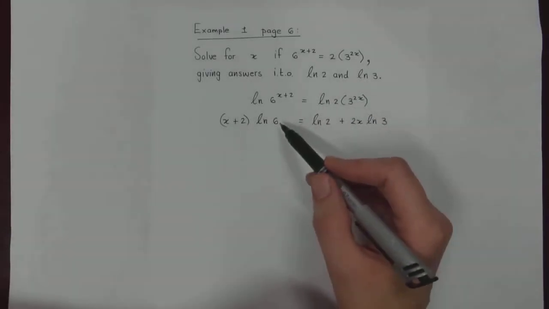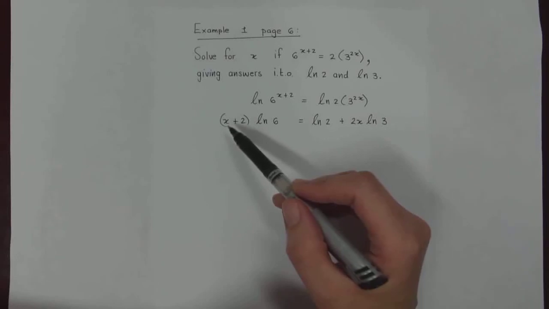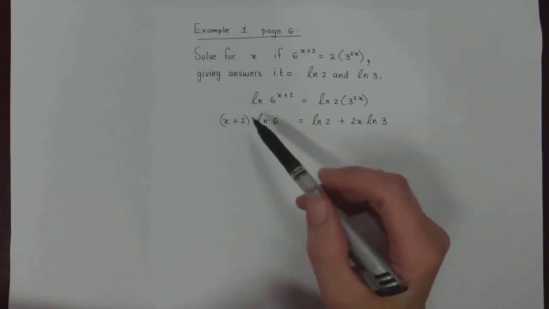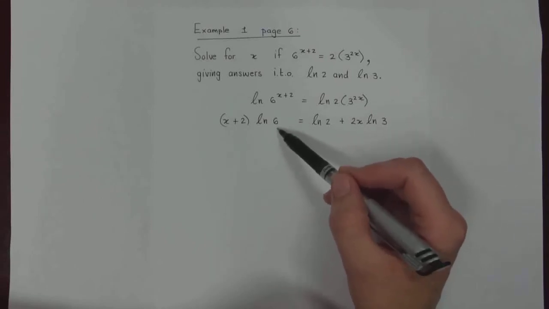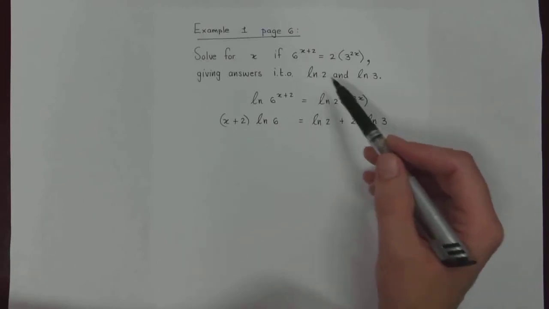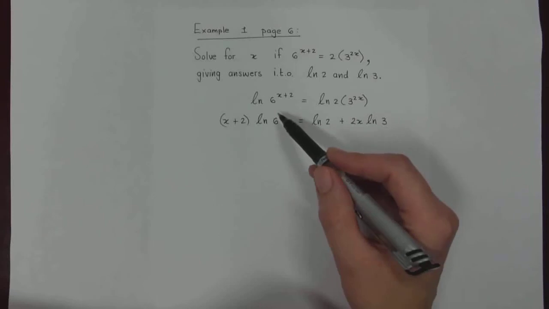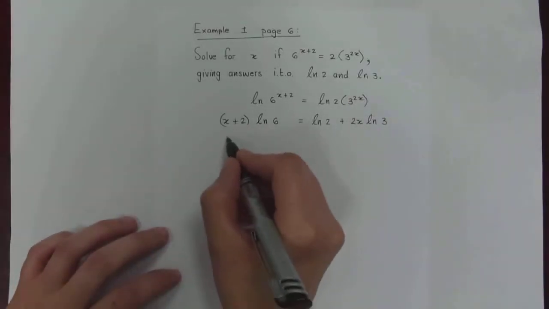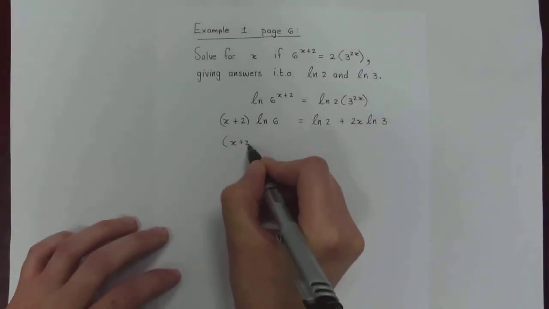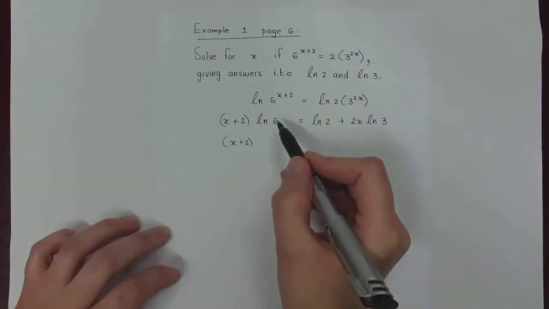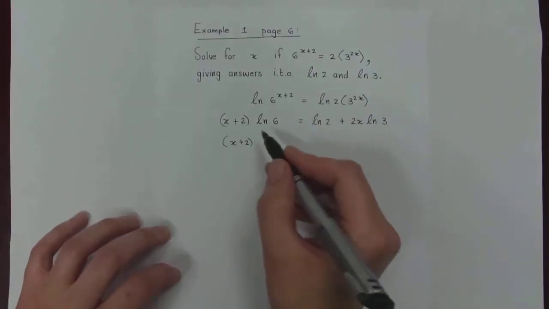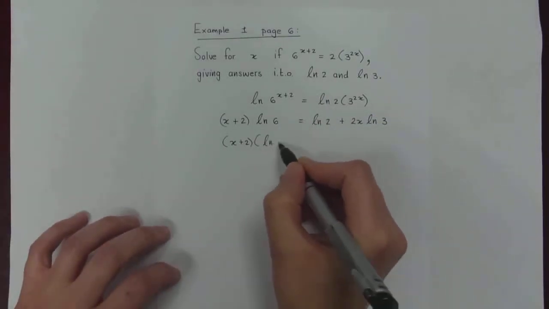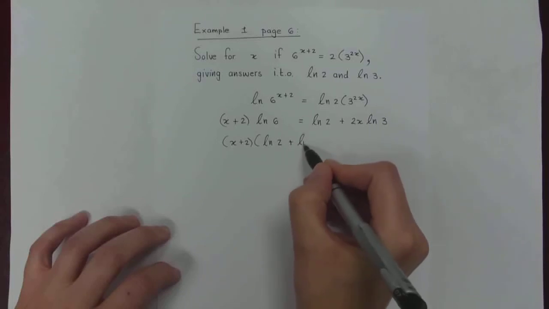Right, so over there, we can now multiply x by the ln of 6, and we can multiply 2 by the ln of 6. But again, we don't want it to be the ln of 6. We want it to be the ln of 2 and the ln of 3. So I can easily break up that ln of 6, saying 6 is equal to 2 times 3. And because it's 2 times 3, I can use that lovely log law to split it up into the ln of 2 plus the ln of 3.